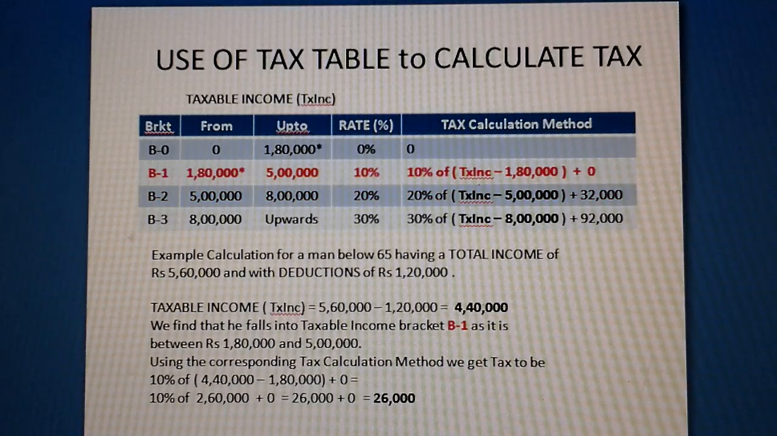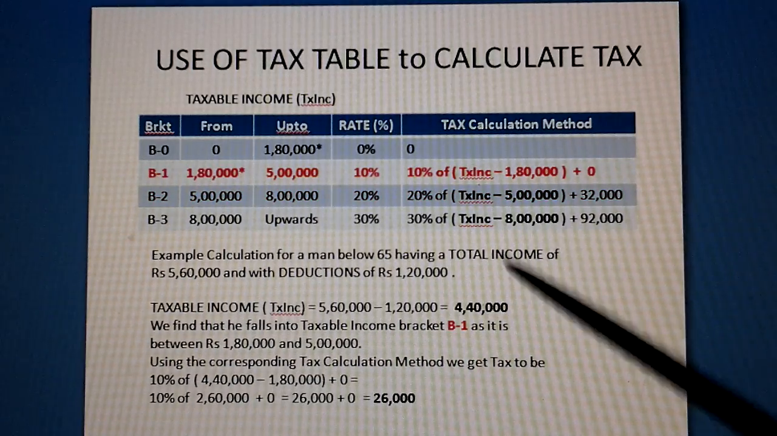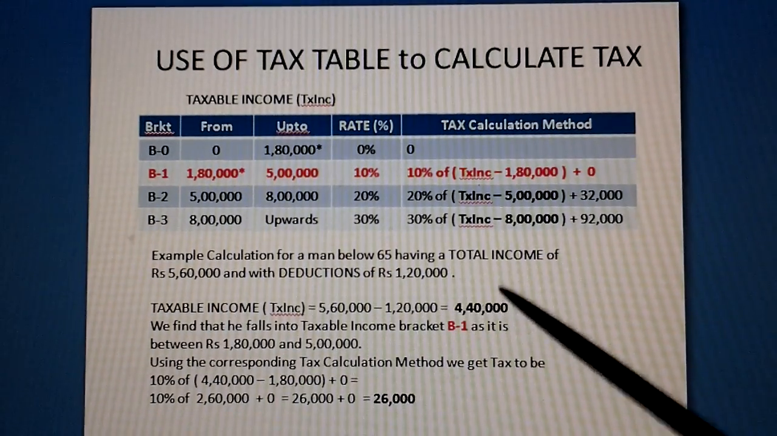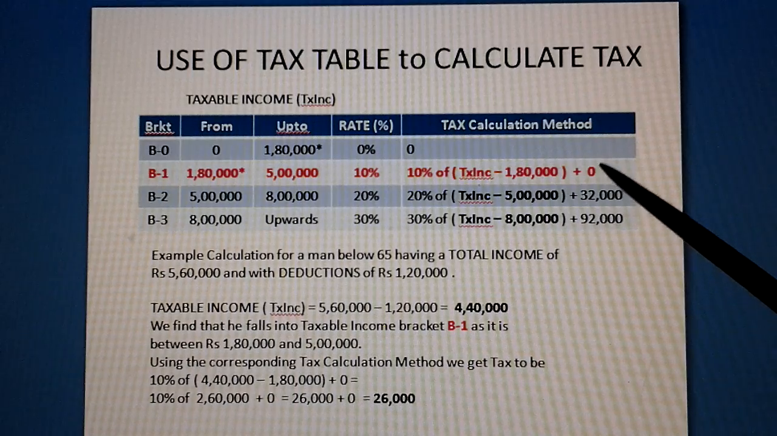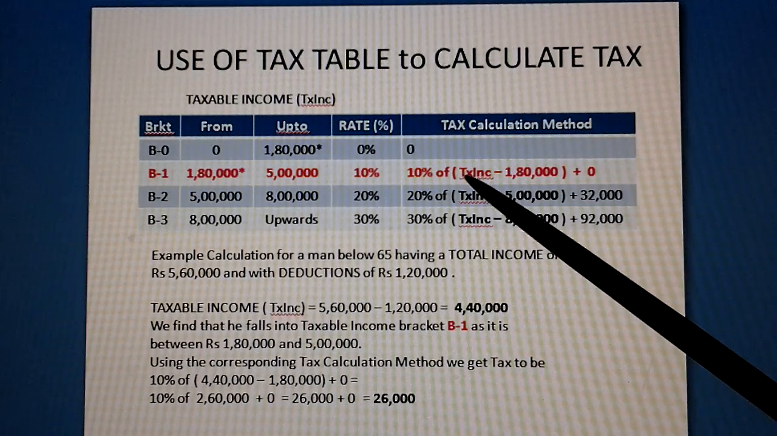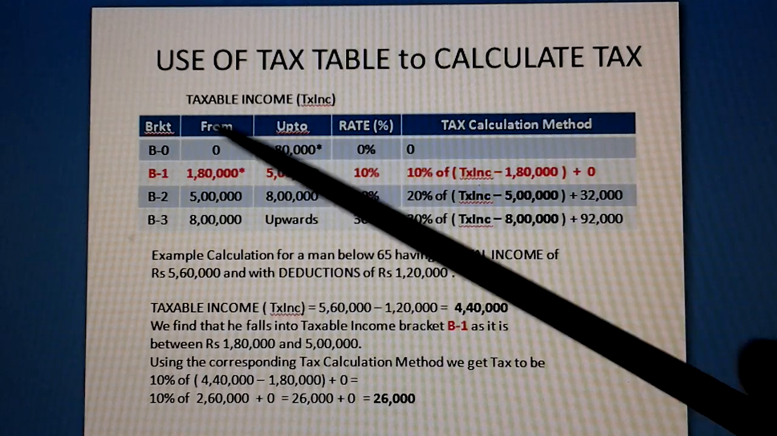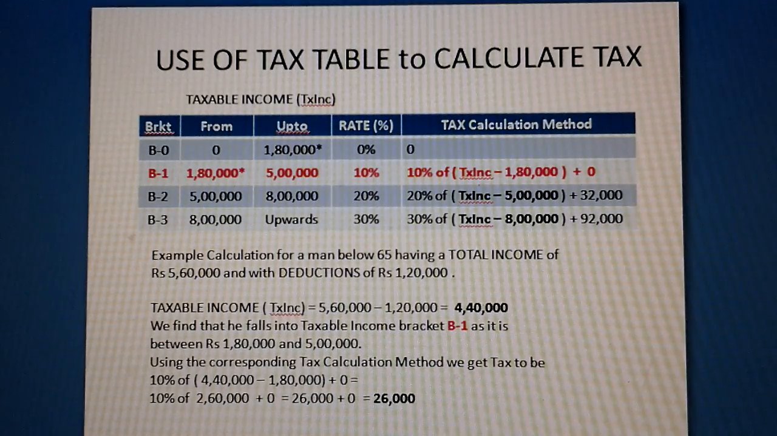A similar example for a person earning 560 with deductions of 120. His taxable income is 440. He falls into the first bracket, and you'll notice that the formula is just a simple 10% of his taxable income less 180,000, the bottom of the bracket, and you get 26,000 rupees.